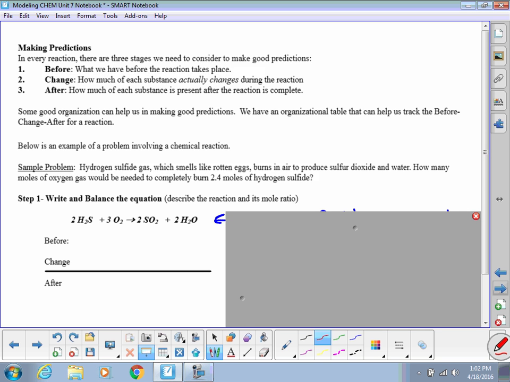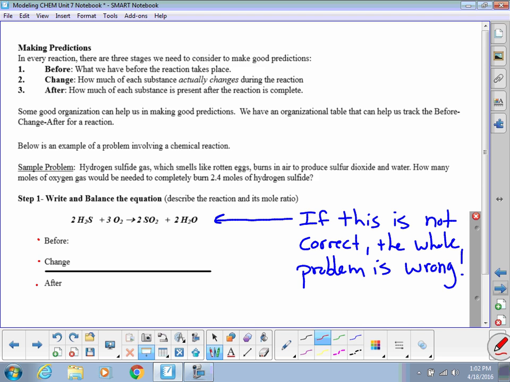And so here we have our balanced chemical equation. 2H2S plus 3O2 yields 2SO2 and 2H2O. And then below it, we have listed the before, the change, and the after, which we'll be filling in as we go forward. It's very important in this process that we start with the correct balanced chemical equation, because if it's not correct, then the whole problem is going to calculate out wrong.